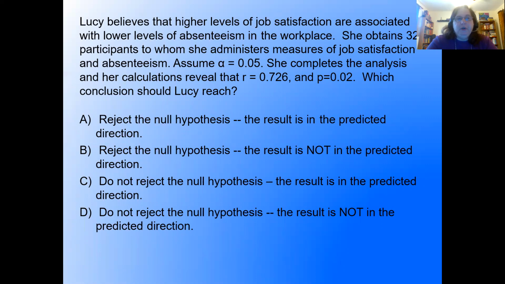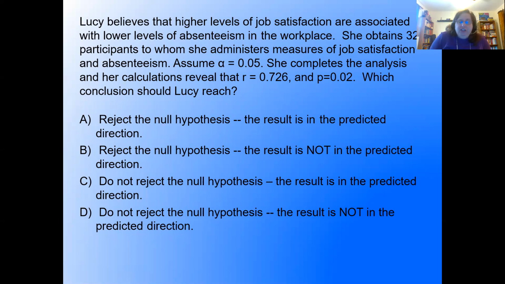Now I'll tell you the answer. Okay, so Lucy predicted that higher levels of job satisfaction go with lower levels of absenteeism. In other words, she is predicting a negative relationship, a negative correlation. Now, when we look at this correlation, it's actually positive. It's 0.726. It's not negative 0.726, it's just 0.726. So that's a problem because we predicted it was going to be negative and it was positive. So our answer is going to be D.